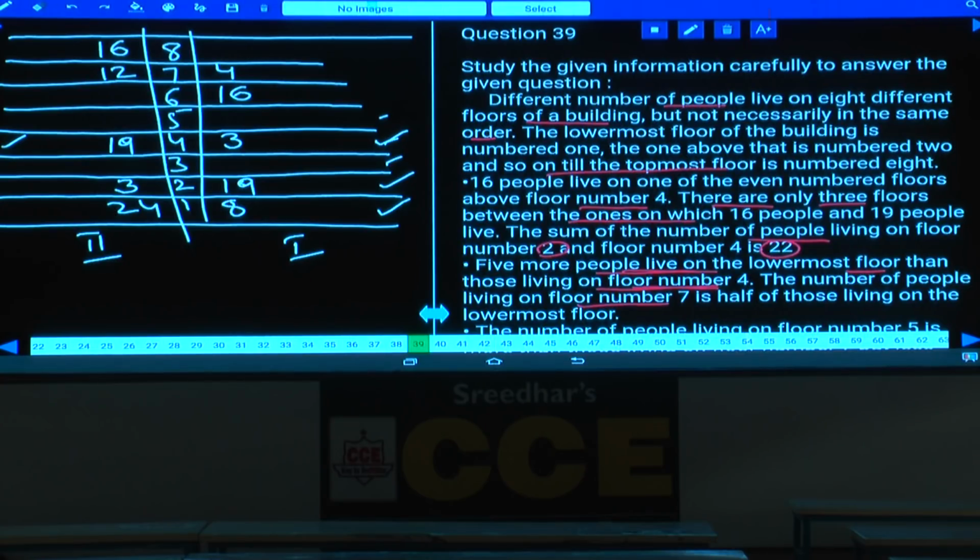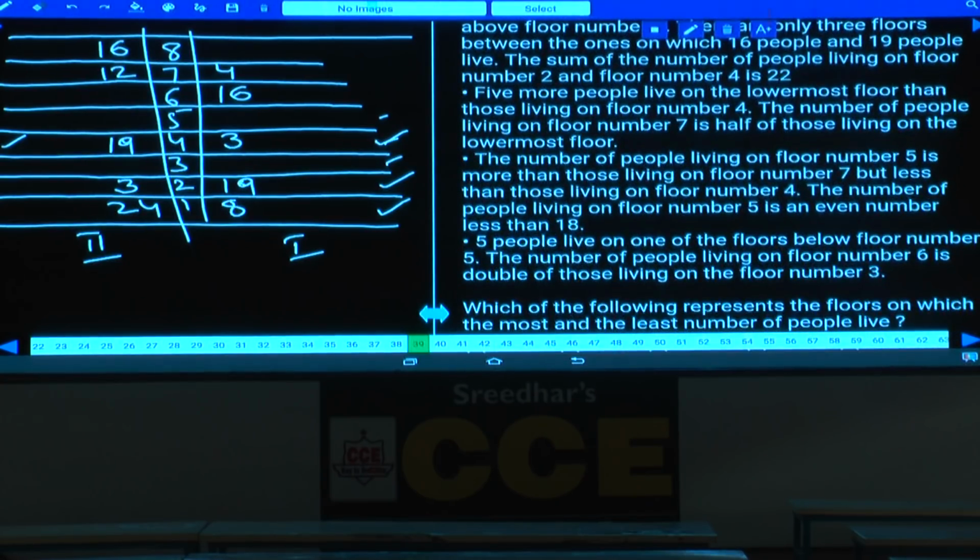Done? Next one. The number of people living on floor number 5 is more than those living on floor number 7, but lesser than floor number 4. Now lesser than 4, more than 7. More than 7 means it must be greater than 5, but was lesser than 3. Is it possible here? Lesser than 3 and greater than 5 is not possible, and this case is completely ruled out.